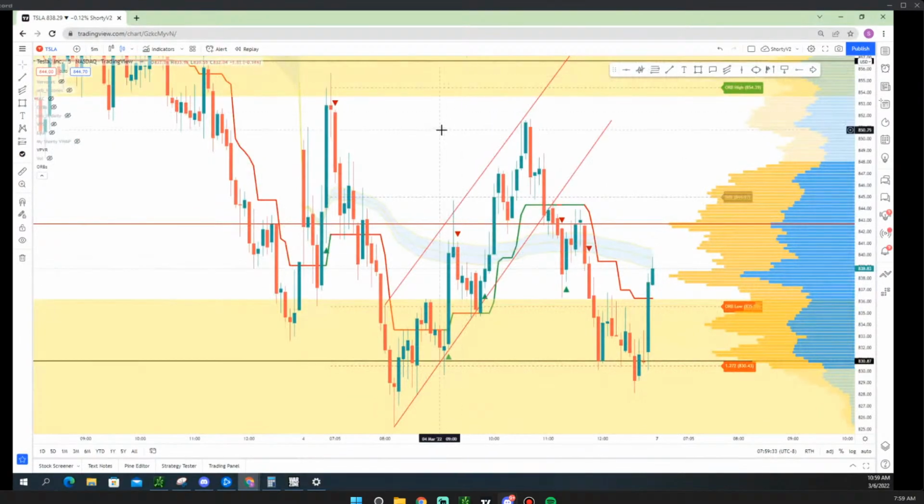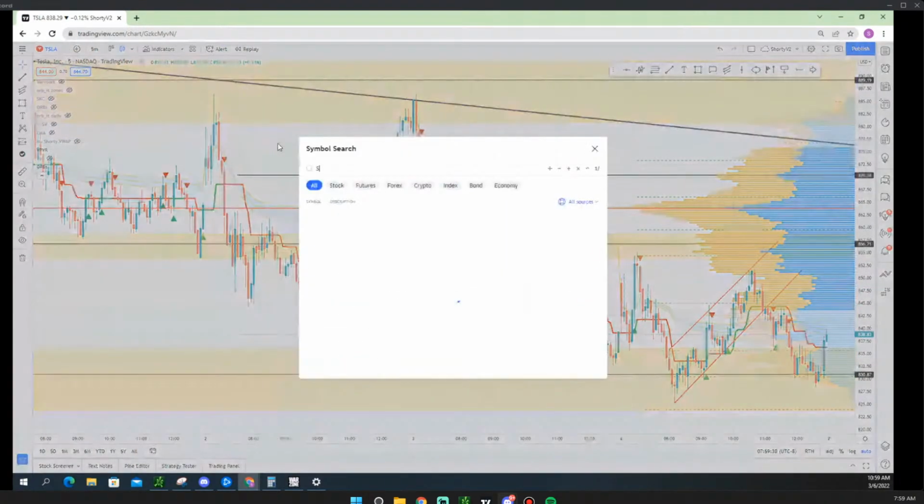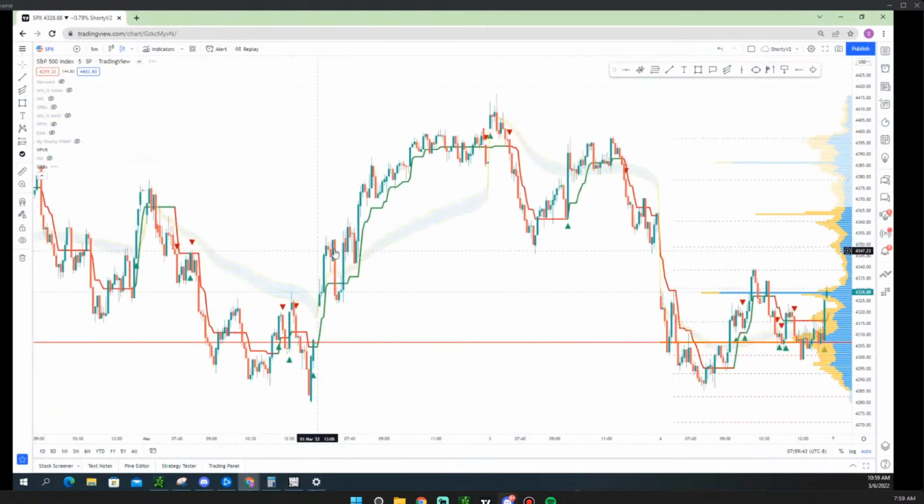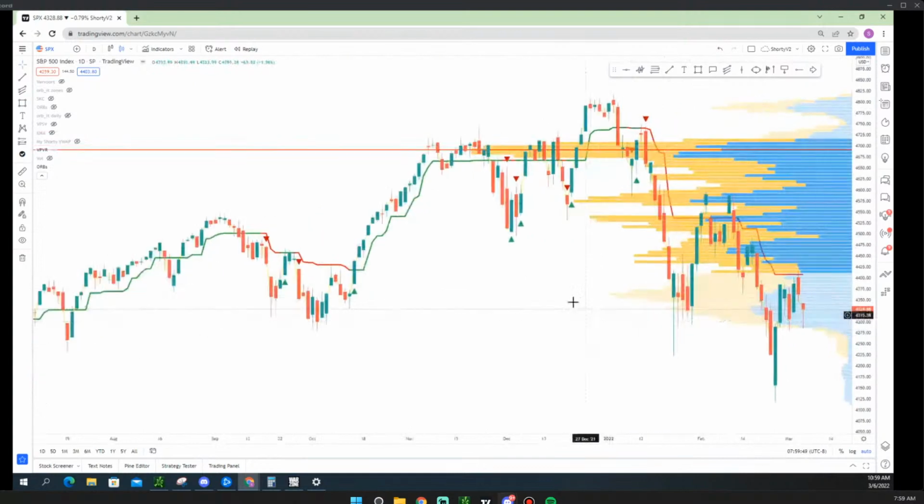Okay, so that's how I mark them on TradingView. If you look at SPY, actually, you can do this on SPX as well. If you look at SPX, let's say you do it on one day, it gets a little choppy here.